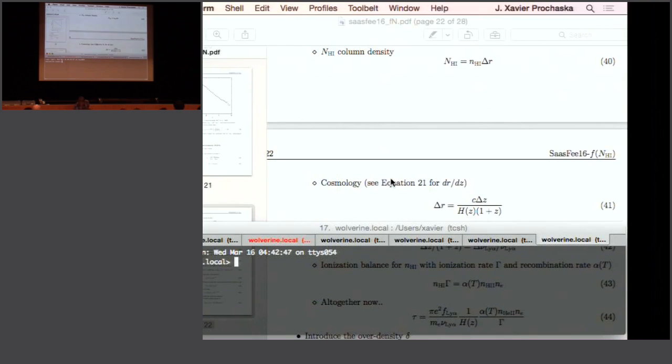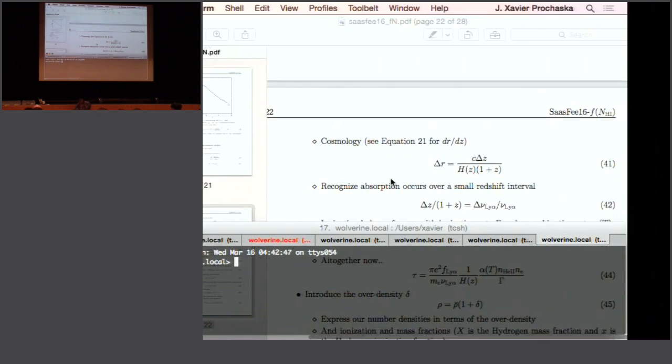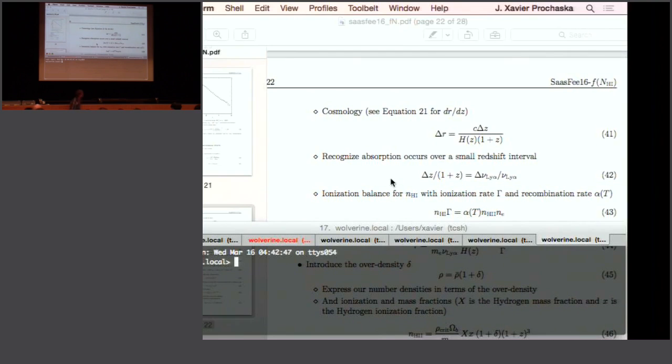From cosmology, we can relate that patch of the universe in physical size to redshift, as I just did previously. Okay. We recognize that the absorption occurs over the small redshift interval and relate that to our Doppler broadening. That is, our Lyman-alpha absorption line has some characteristic width that we associate with the redshift. And we will introduce photoionization balance now, actually, so that we can derive the radiation field.